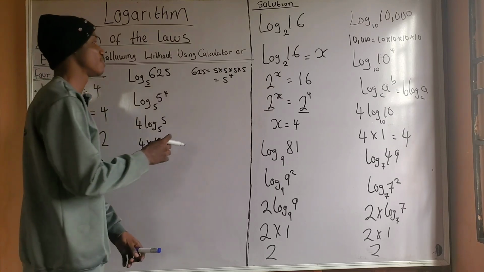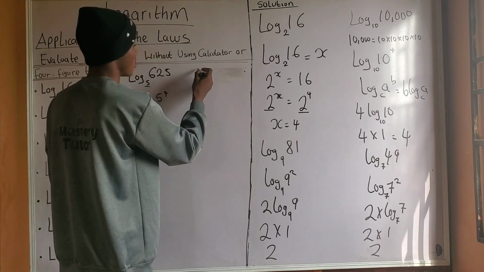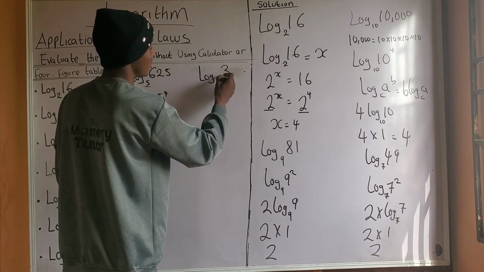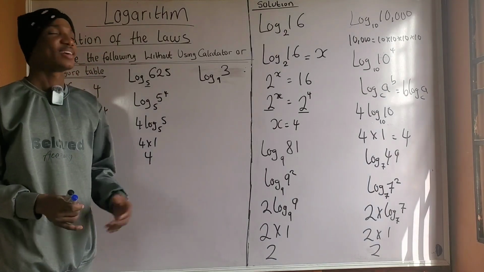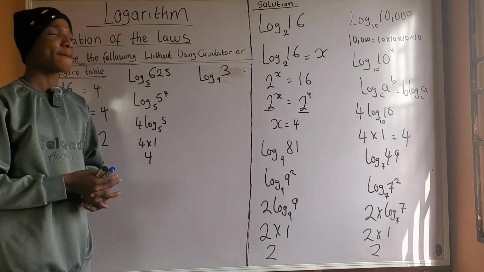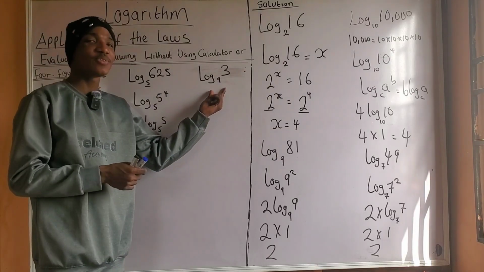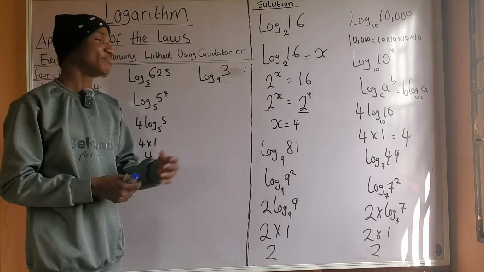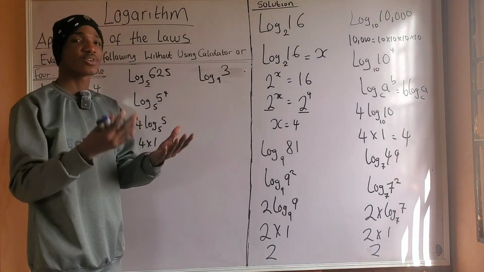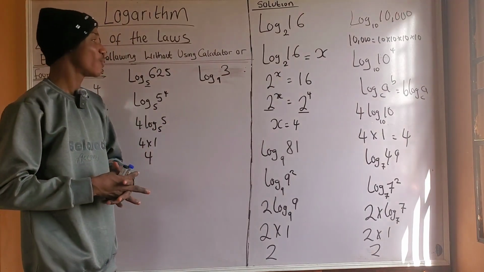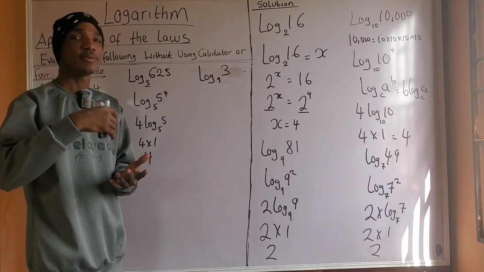Okay. Let's look at the next question, which is log 3 base 9. Okay? Log 3 base 9. Let me erase this. Log 3 base 9. Now, here, you can make use of two methods as well. You can see that the base here is even greater than the logarithm itself. The base of the logarithm is 9, while the number that we're taking the logarithm of is 3.